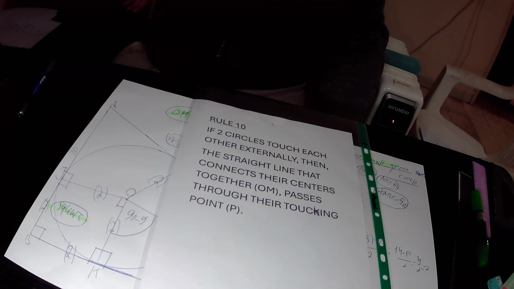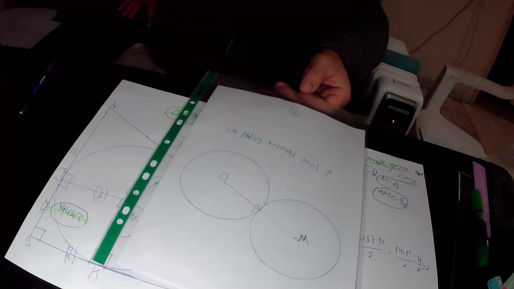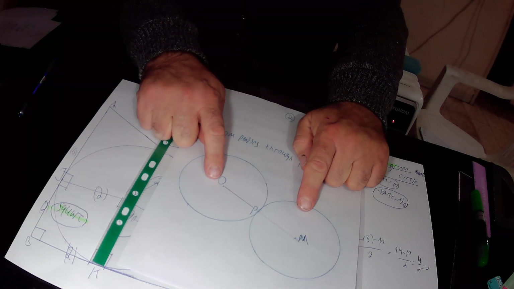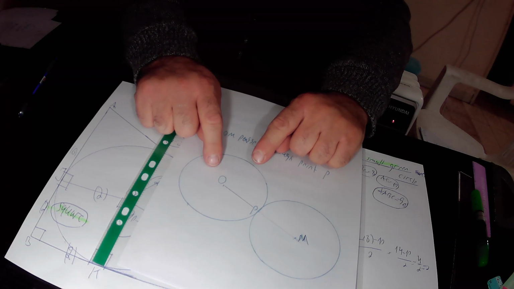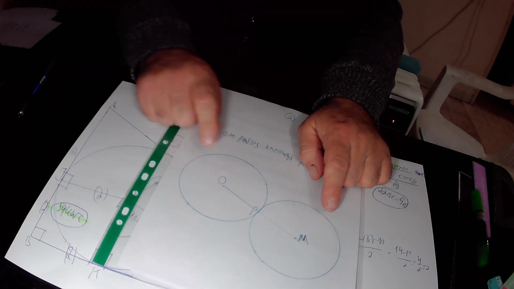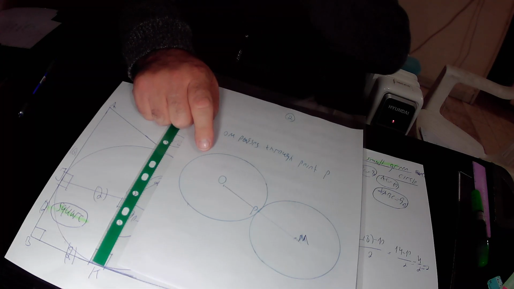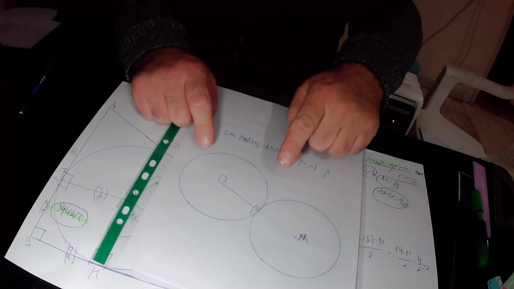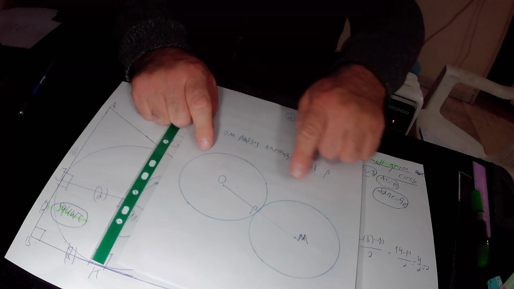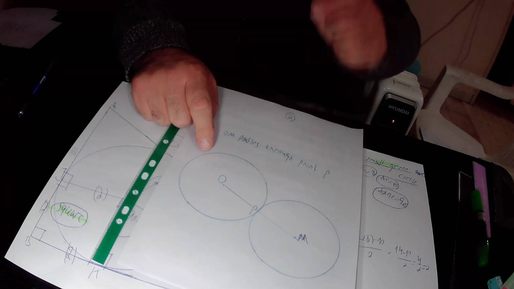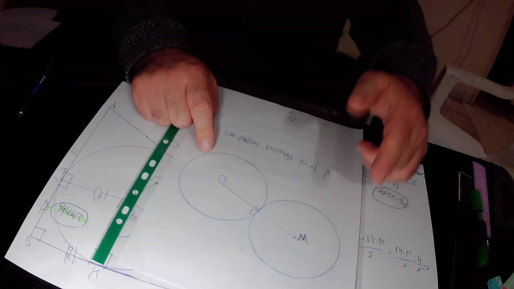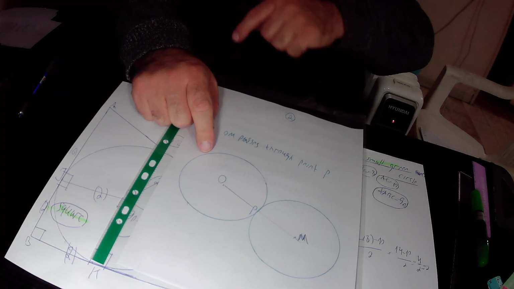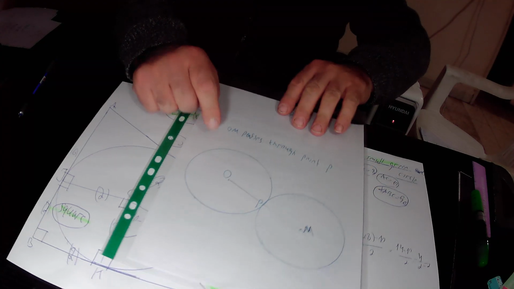According to rule 10, if two circles touch each other externally, then the straight line that connects the centers together passes through their touching point. In the drawing, we have those two circles that touch each other externally at this point P. The center of this circle is here at point O. The center of this circle is here at point M. The straight line that connects the centers together is of course the straight line OM. And according to this rule 10, the straight line OM must pass through their touching point P. Or OPM is one straight line. Again, OPM is one straight line according to rule 10. And therefore, OM in total equals OP plus PM.